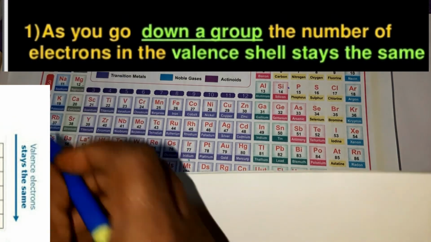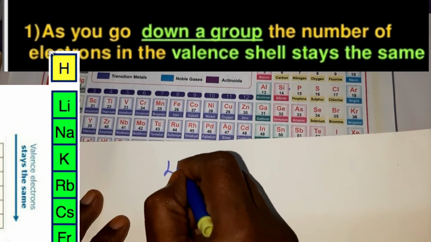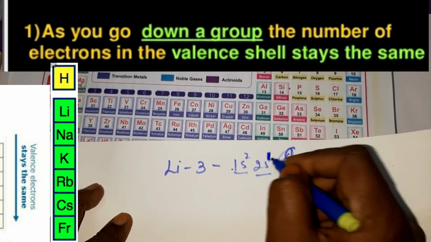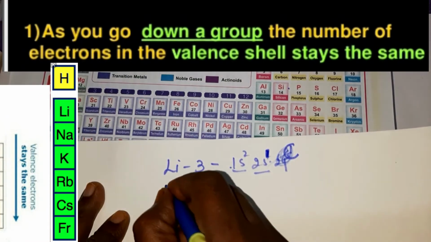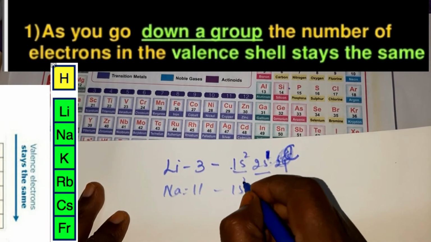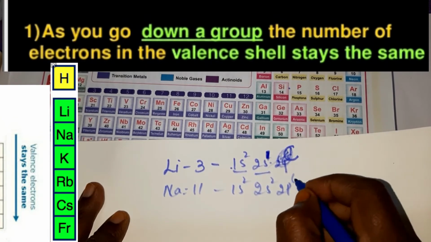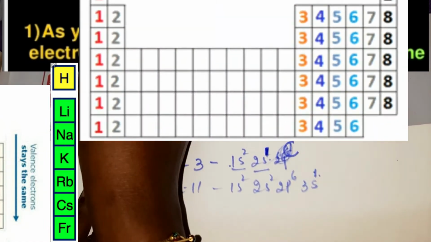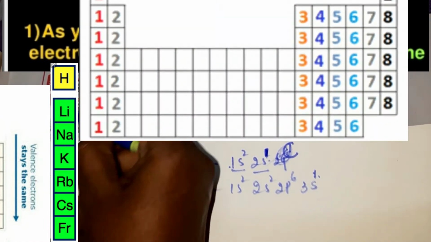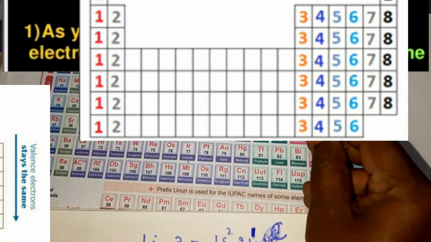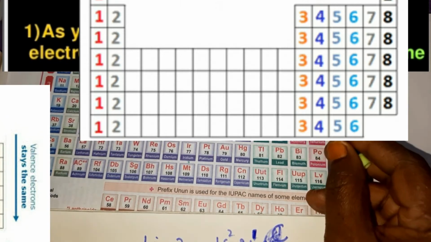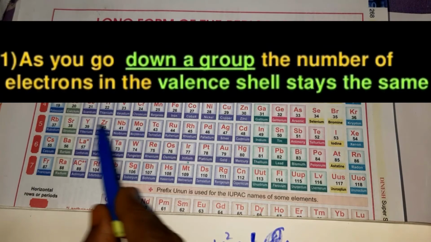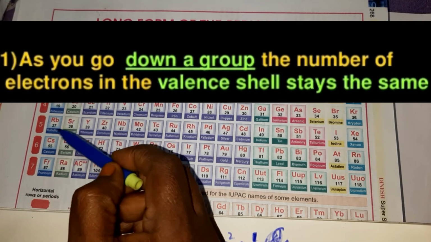For example, you can take lithium, children. Lithium atomic number is 3: 1s2, 2s1. And if you write sodium 11, 1s2, 2s2, 2p6, 3s1. So you can see 1 valence electron. So the first group elements will have 1 valence electron. Second group elements will have 2 valence electrons. 13th group elements will have 3 valence electrons. 14th will have 4 valence electrons. And so on. That's how the elements in a group have the same valency.